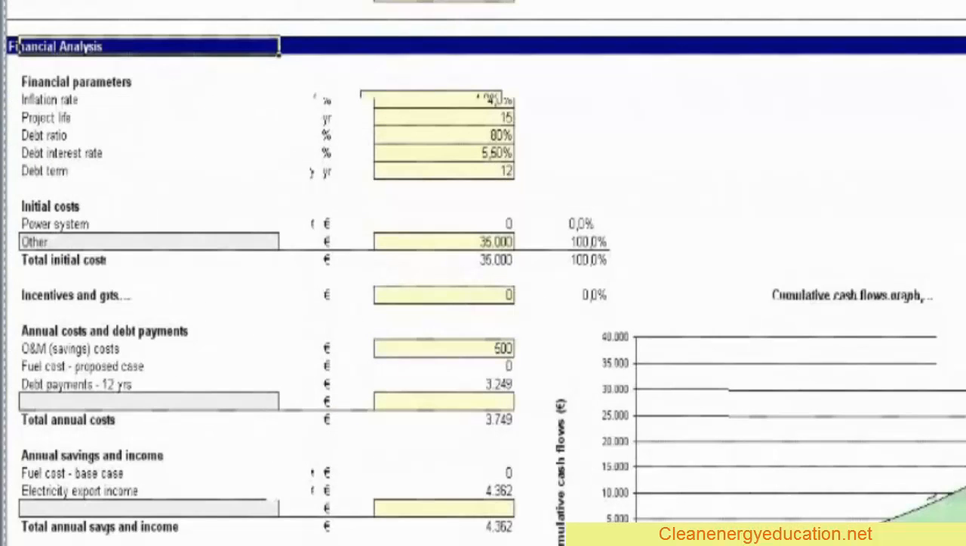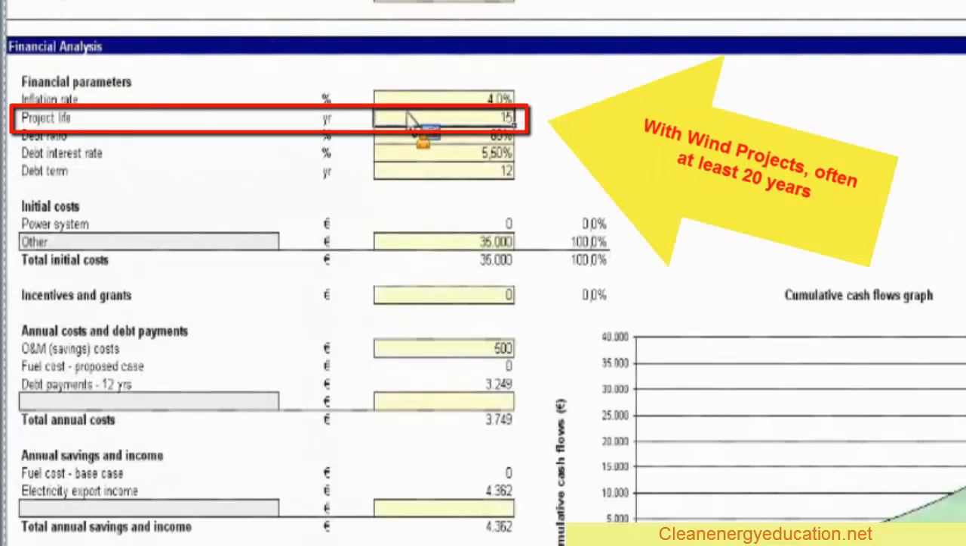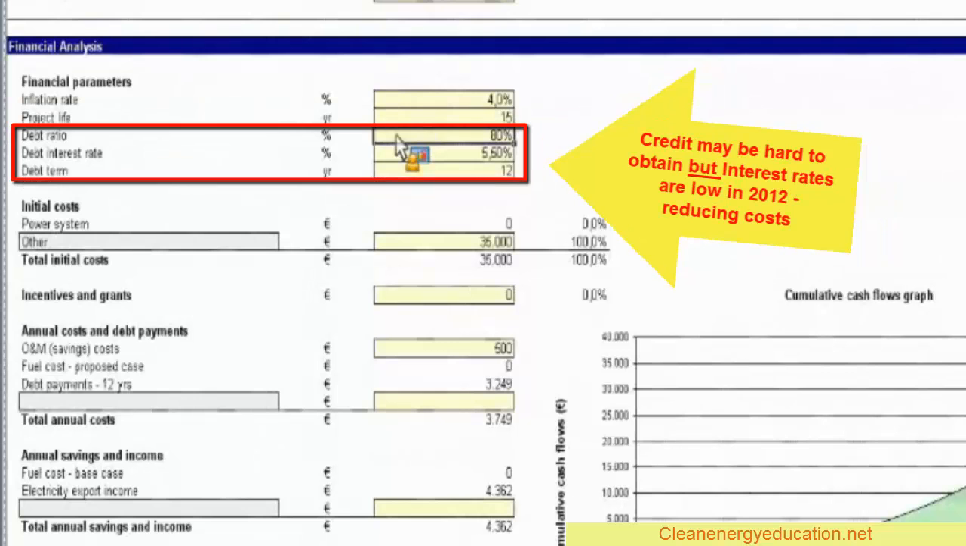And then we go across to financial analysis. So you introduce in this case your inflation rate and project life, so we choose 15 years. Debt ratio: if you go to the bank, well, not the best time now, but if you can have 80% finance at, let's say, 5.5% debt interest rate during 12 years.